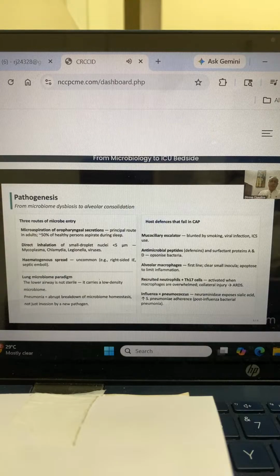On the other hand, 2 things which go commonly together, influenza and pneumococcus, which we find is that the neuraminidase, which is there with the influenza, exposes sialic acid, leading on to increased adherence of Streptococcus pneumoniae, leading on to post-influenza bacterial pneumonia. Another organism which also creates this sort of a challenge is Staphylococcus aureus with influenza.